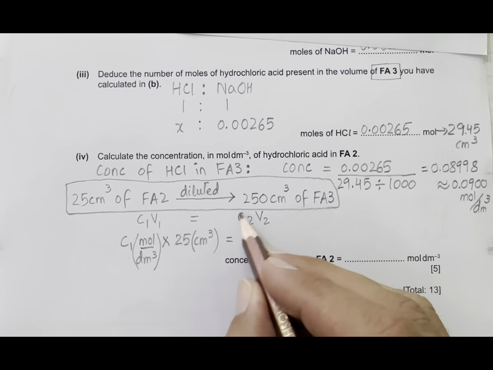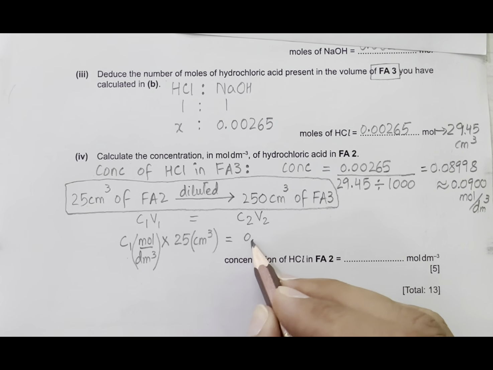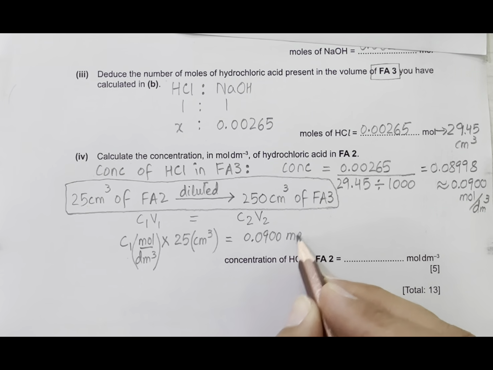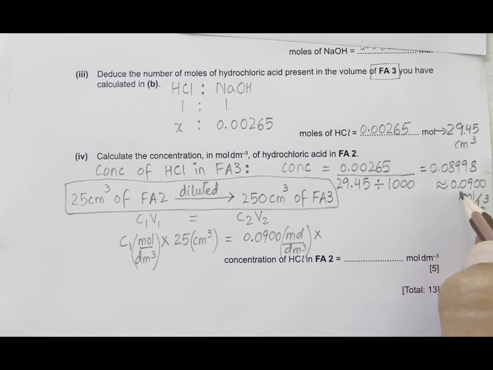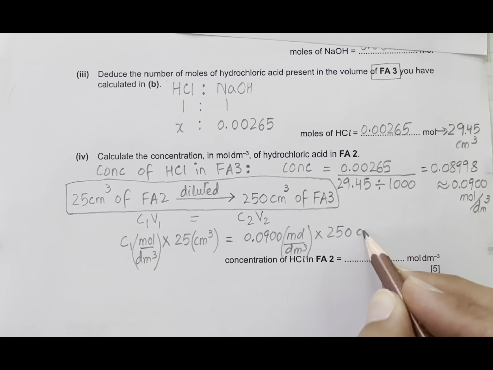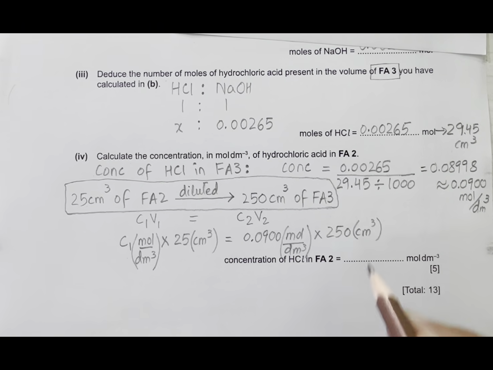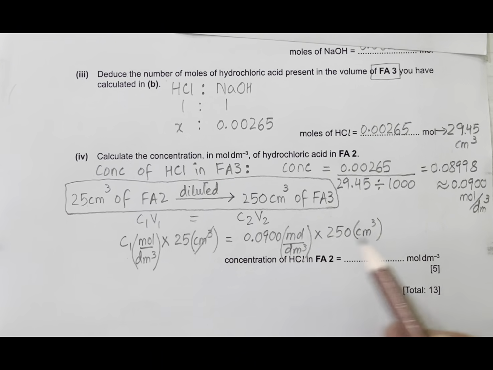equals the concentration and volume of Fa3. So the concentration of Fa3 we have calculated is 0.09 moles per dm³, and the volume we have made for this solution was actually 250 cm³. So C1V1 equals C2V2 is the equation we can use for dilution when we are calculating anything related to dilution. Now here the cm³ will be cancelled out with cm³. So we will get the concentration in moles per dm³ directly.